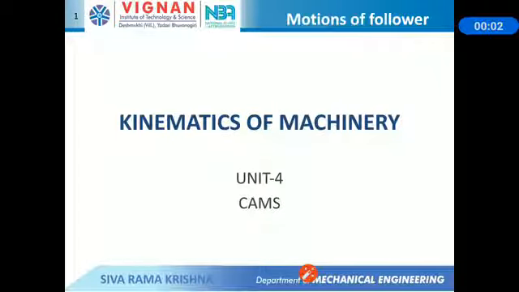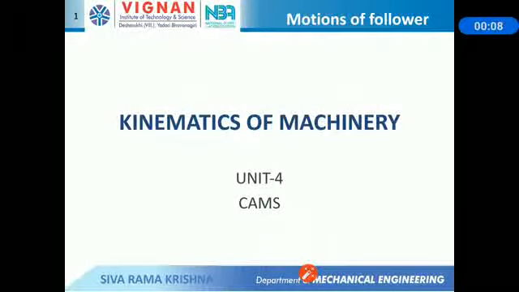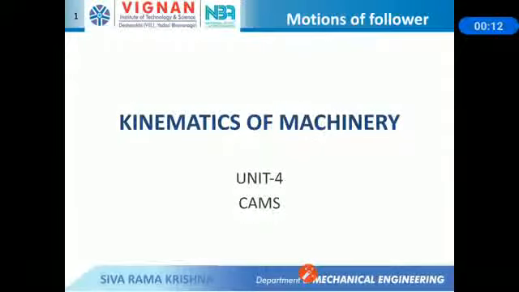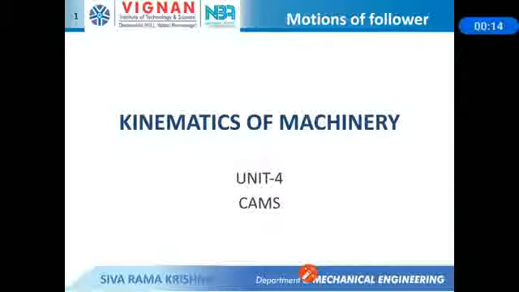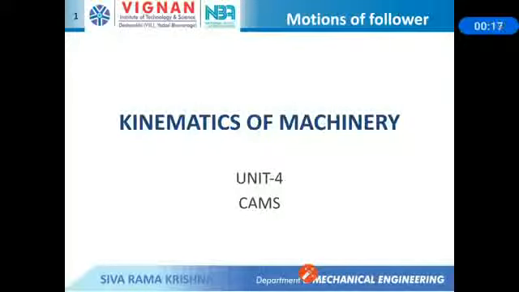Hello all. In the last video we discussed uniform velocity of the follower. In this video we are going to discuss uniform acceleration and deceleration. Why do we need to use both uniform acceleration as well as deceleration in only one case?